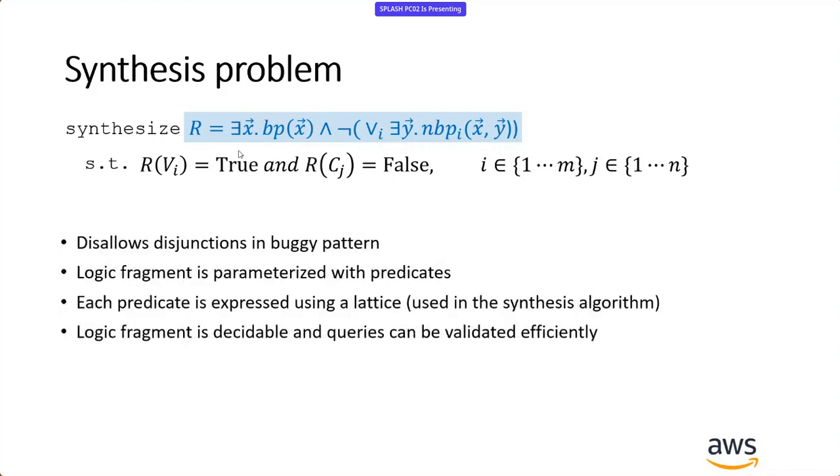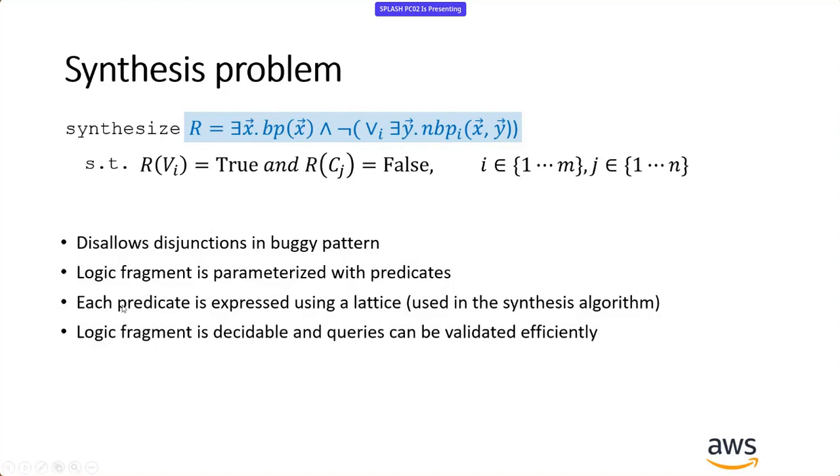So a few things to call out here. One, you might note that we are disallowing disjunctions in the buggy pattern here. This is a conscious decision. If you have a rule that involves a disjunction in the buggy pattern, you can actually synthesize the rule with each of those disjuncts separately.